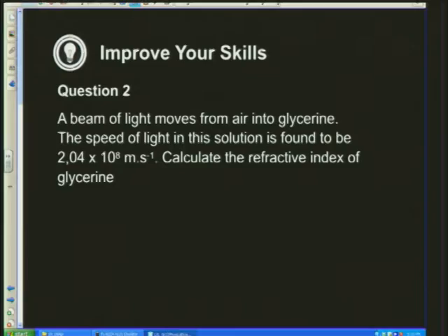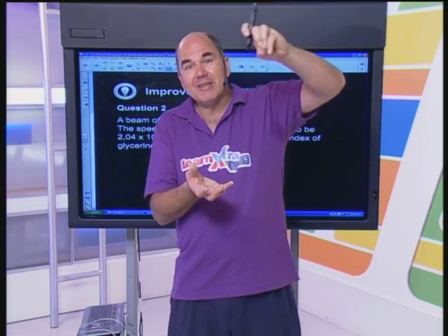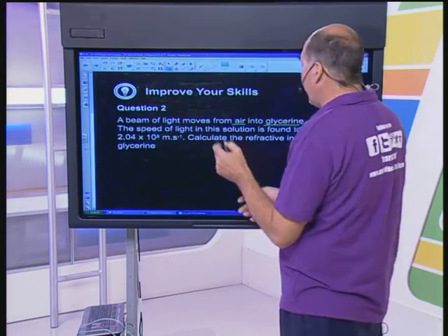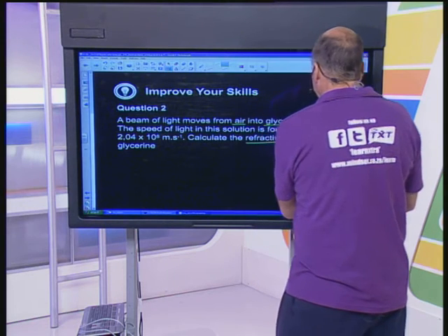A beam of light moves through air into glycerine. Do you know what glycerine is? Abram? Yes. What do we use glycerine for? Normally we put it on a lotion. Yeah, you can find it. Ladies use it for their nails. And it's a colorless, clear, transparent liquid that's very thick. You pour it, and it's even thicker than syrup, but it has a fairly high refractive index. That's what we're going to have to calculate.